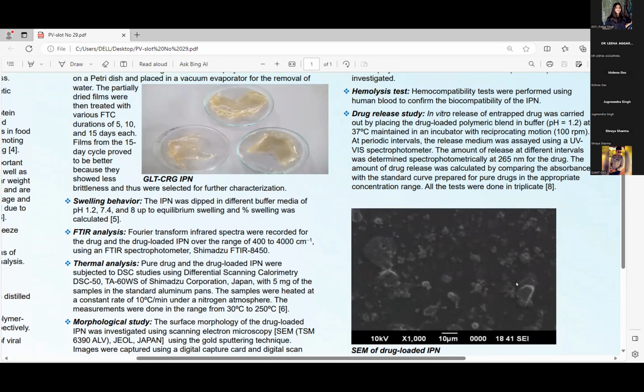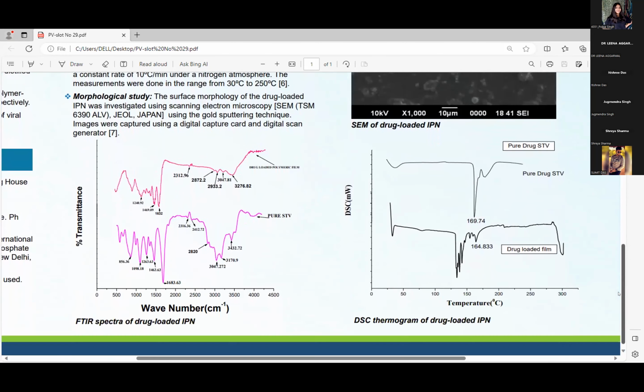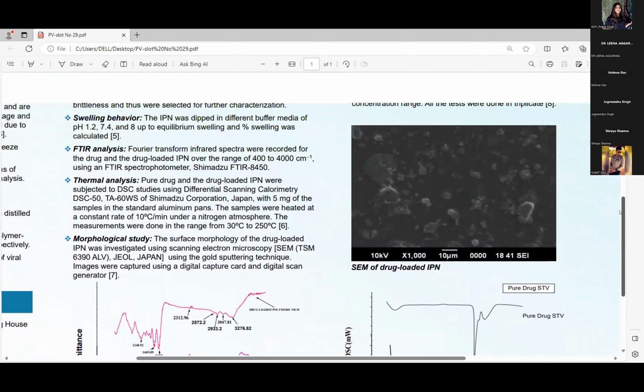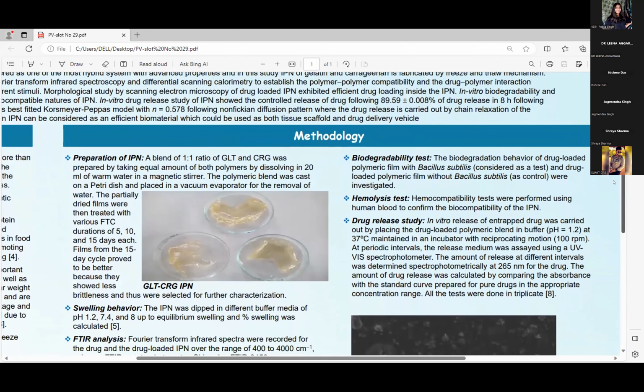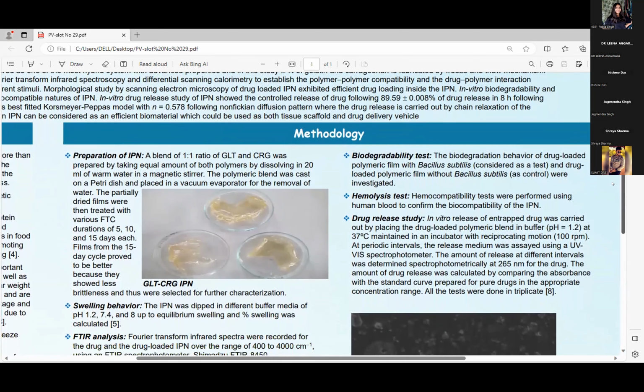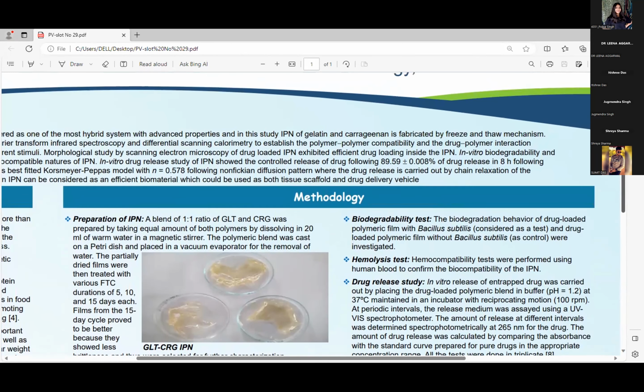So finally, it is concluded that the IPN which I have just developed is biocompatible, biodegradable, and released in a controlled release fashion, and it is suitable for both tissue scaffold and drug delivery vehicle. Thank you.